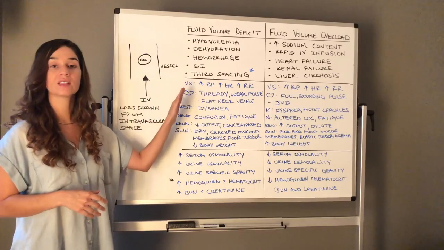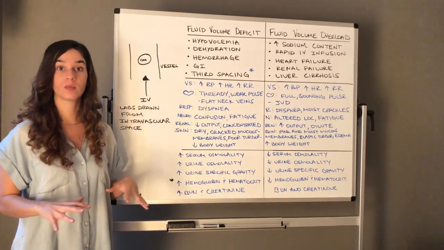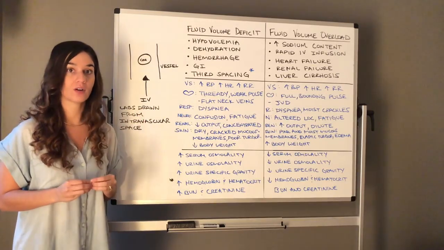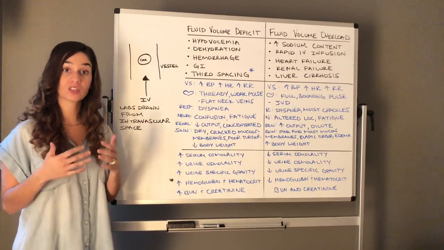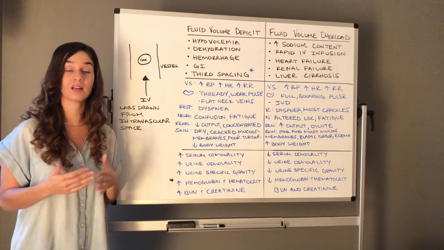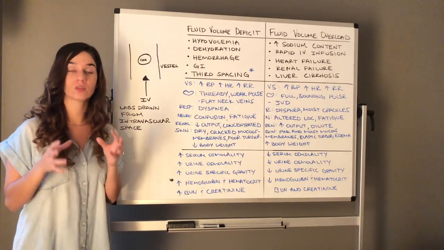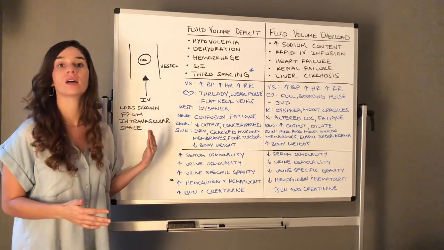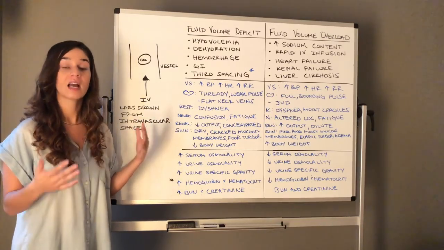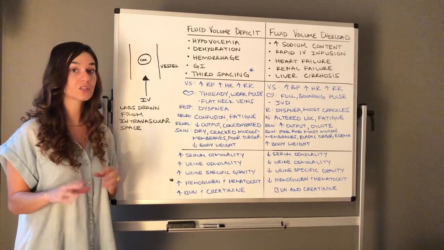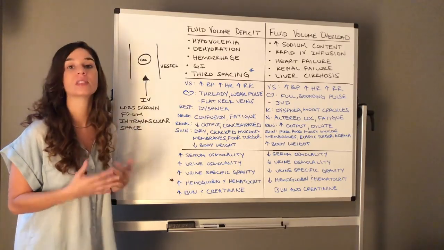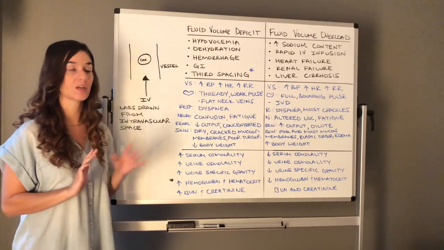So fluid volume deficit, we have lost volume for some reason. And think about where you want the volume. We want our volume to transport that oxygenated blood to be in our blood vessels, so to be in our veins, to be in our arteries. So let's look at all the potential causes. And remember, take whatever information your instructor gives you and add it to your chart. But these are some potential causes for fluid volume deficit.